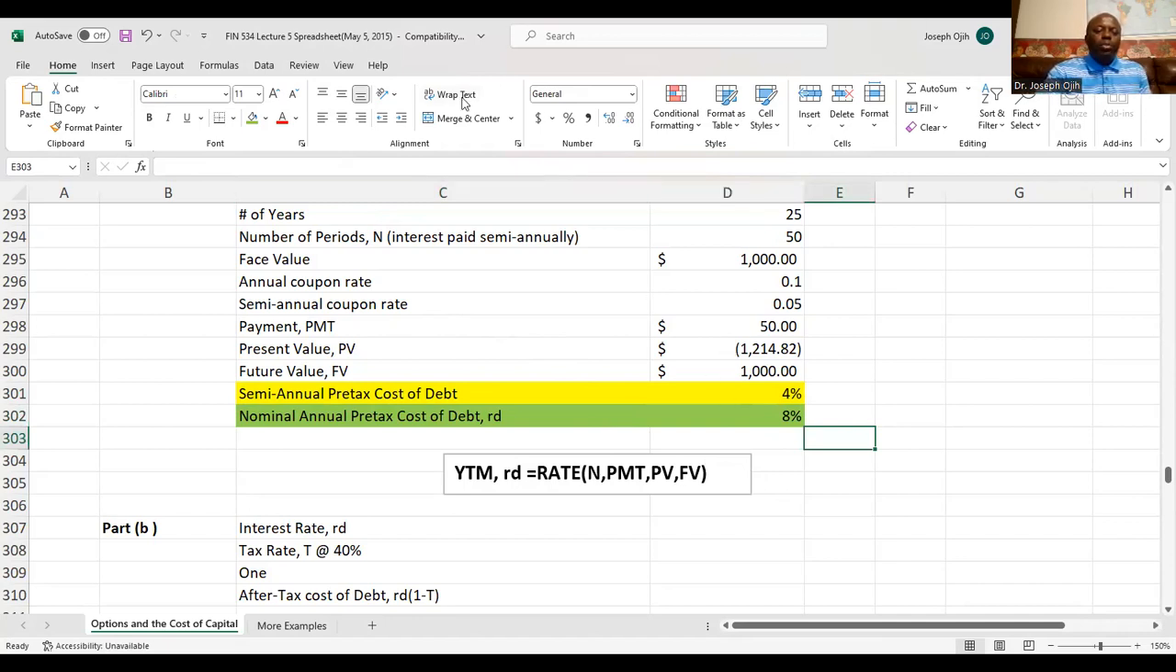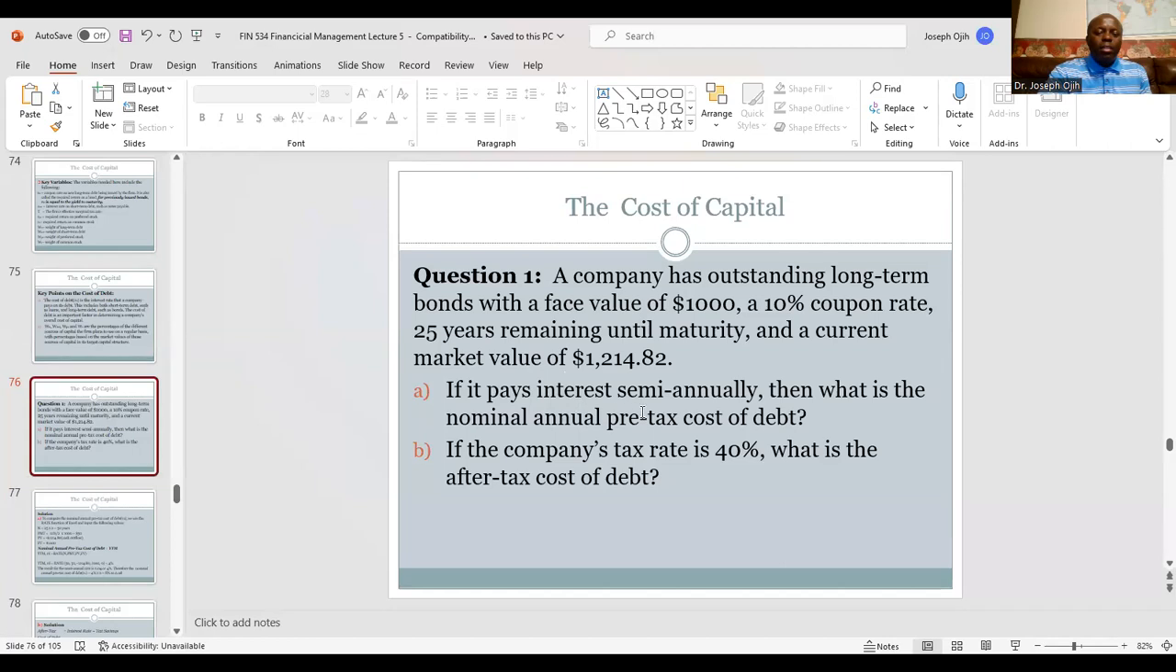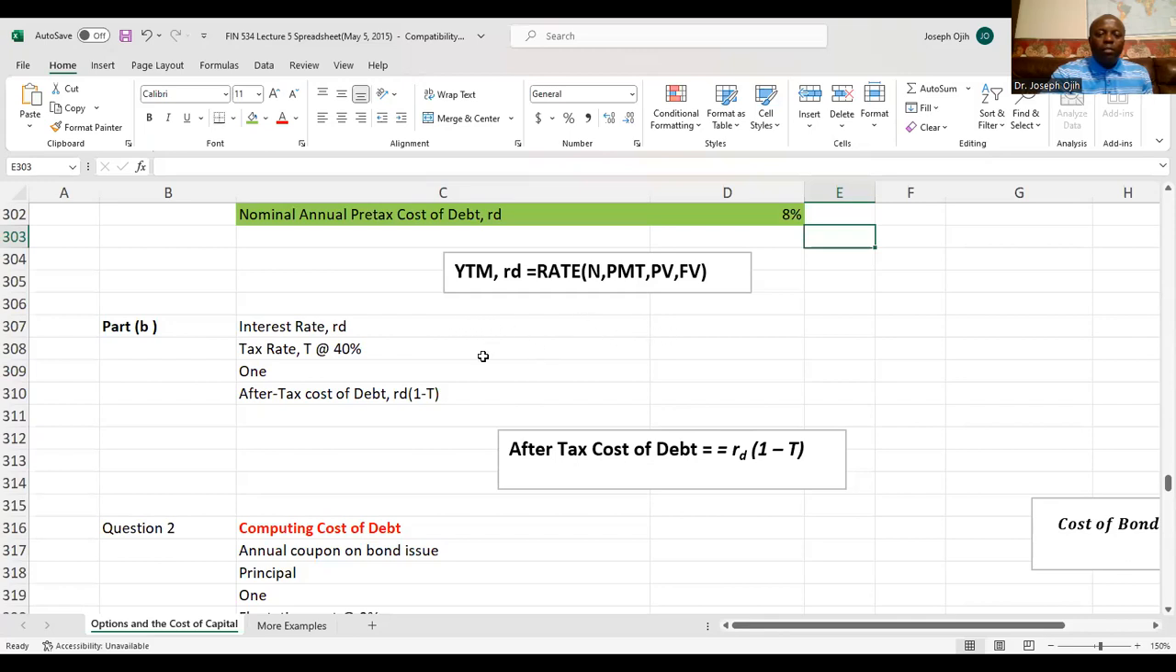So now, at this point, we are ready to answer the second question. The second question says, if the company's tax rate is 40%, what is the after-tax cost of debt? Good. The tax rate is 40%. This is the formula we're going to use. After-tax cost of debt is the pre-tax cost of debt, RD, times 1 minus T, which is the tax rate. So let us put the information in, and then we go from there.